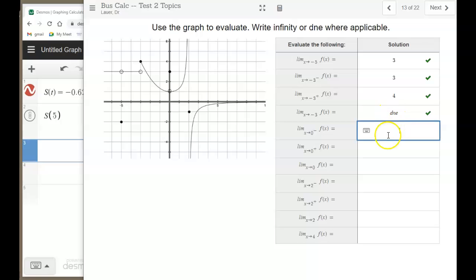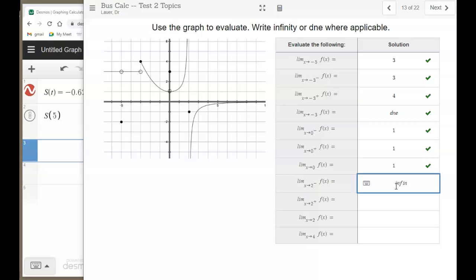So there's a few ways to look at these. At 0, we really don't have a problem here. All I need to do is plug the hole. It's a discontinuity, but there's not a problem for limits. So this would be 1, 1, and 1. At 2, we have an infinite limit here. So the best answer would be infinity.